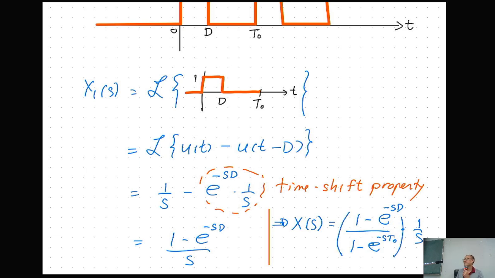Easy, right? I think the hardest part is to figure this one out. That is the hardest part. Once you get past that, it's going to be easy.